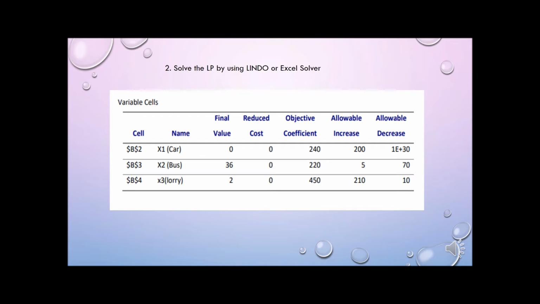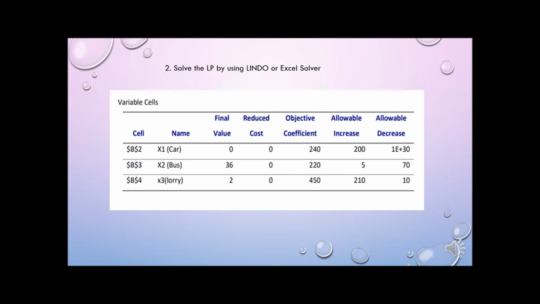Solve the LP by using Lindo or Excel Solver. I use Excel Solver. This table I got from the Excel Solver that I solved. Variable cell. First, name. X1 I will name it number of car per week. X2 number of bus per week. X3 number of lorry per week.